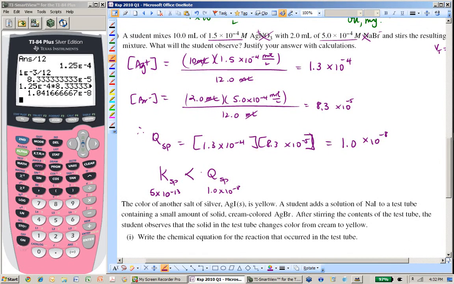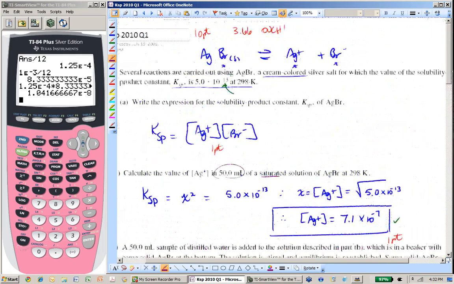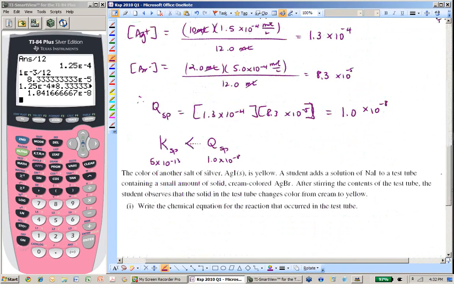Okay, so the arrow points to the small one. The arrow also tells you which direction this reaction is going. So if you look at the balanced reaction, it's going this way. Not very pretty. It's going that way. So it's going to make solid. Therefore, a precipitate of AgBr, you can put the cream-colored in there if you want, forms.